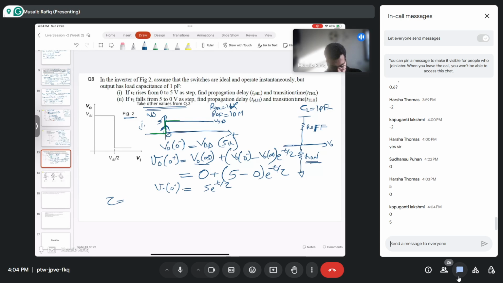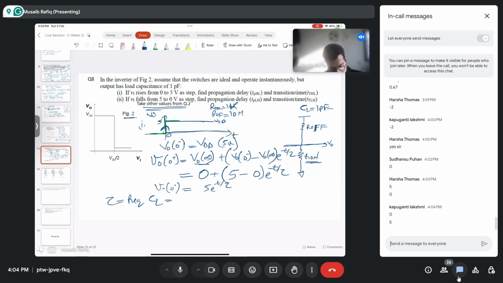Tau is equal to R equivalent CL, right? R equivalent I will take as R on in parallel with R off. So that is 1k in parallel with 1 mega, that is approximately equal to 1 kilo ohm. I have taken this parallel because I'll consider this VDD part to be an AC ground because it's changing instantaneously. So R equivalent will be equal to R on in parallel with R off, 1k in parallel with 10 mega ohm.